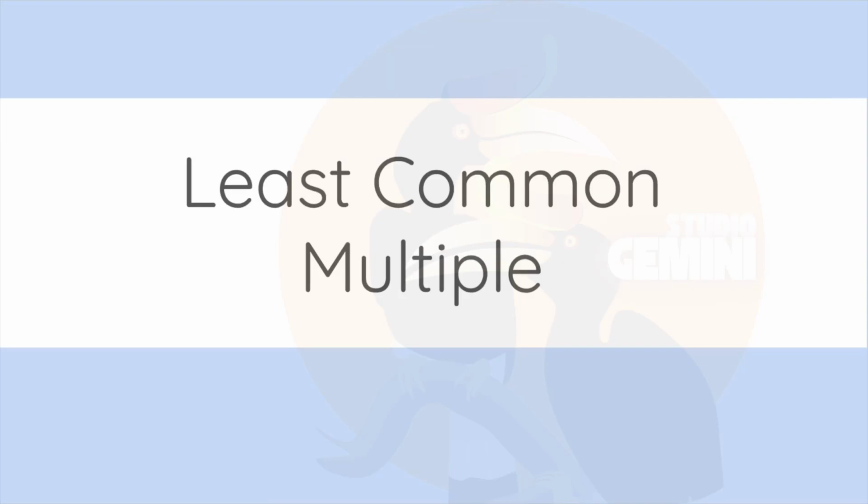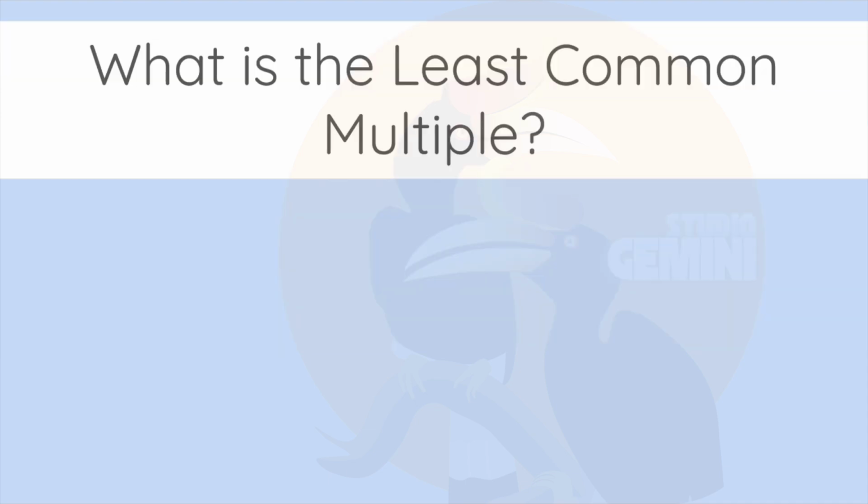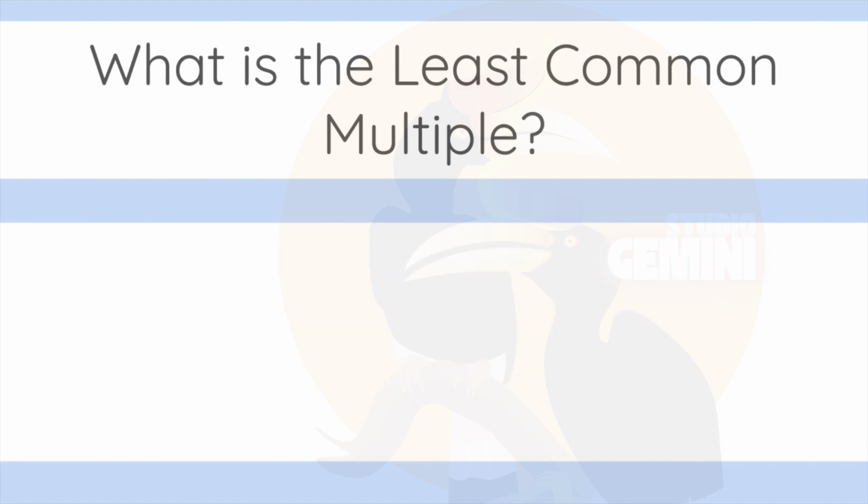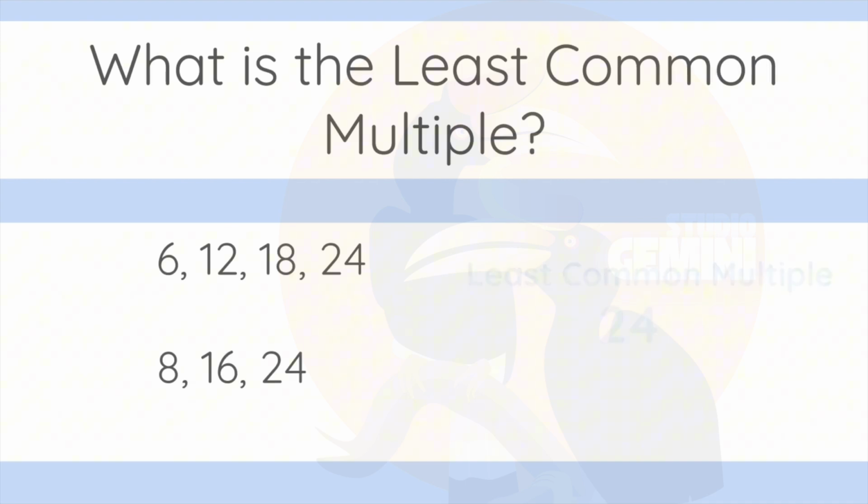We are going to focus on how to find the least common multiple of two or more numbers. The least common multiple, or LCM, is defined as the smallest whole number that is a multiple of each of two or more numbers. For example, if we list out the first few multiples of 6 and the first few multiples of 8, then we see the least common multiple of 6 and 8 is 24.